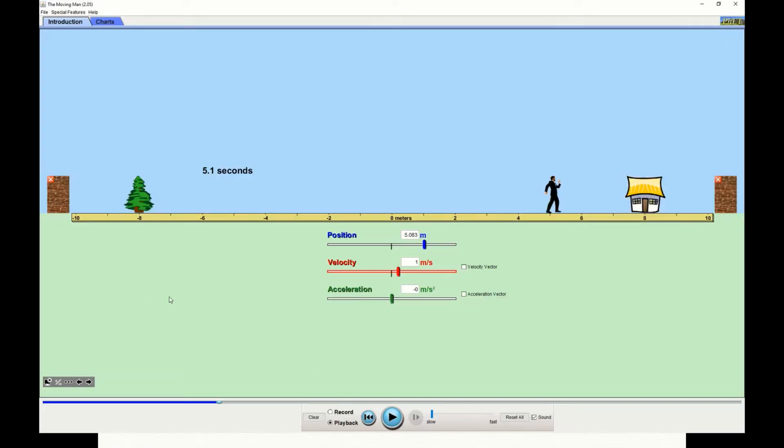Okay, and then the last one, we're just going to make him stop. So I'll stick him right here at 4. We'll clear that. And, no, it's already running. And he stopped. And we play that back. Well, 1 second he's at 4. 2 seconds he's at 4. 3 seconds he's at 4. 4 seconds he's at 4. 5 seconds he's at 4.